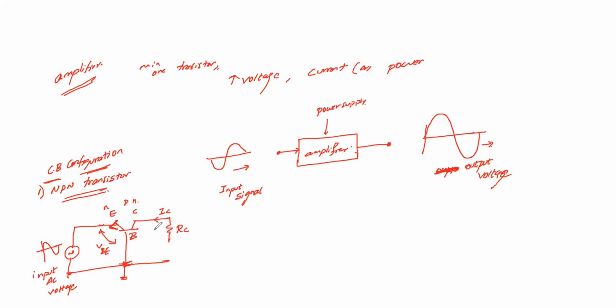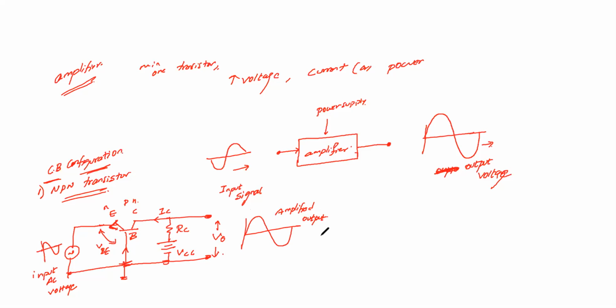There is a current passing through it, and this is your IC, and this is your IE. Across it there will be a battery, the supply, which is your VCC, and current is flowing through it. Across it there will be the output voltage, which is nothing but your V naught. This is your amplifying circuit, and it gives the amplified output.